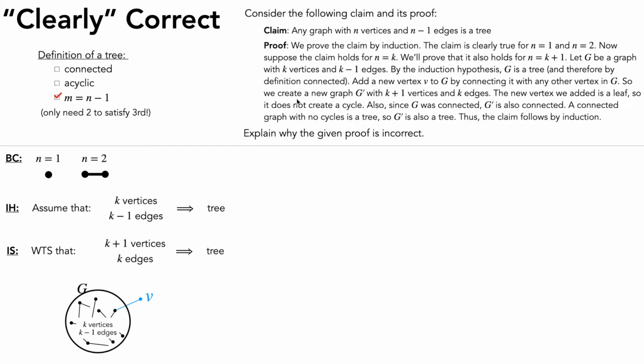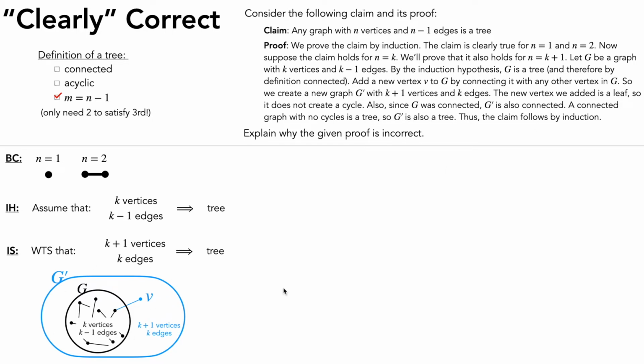So we create a new graph G', this whole thing with the extra added vertex v and the extra edge, let's call that G', with k plus 1 vertices and k edges. And this works because we added 1 vertex and 1 edge, so we've got k plus 1 vertices and k edges. The new vertex we added is a leaf, so it does not create a cycle. That checks out. Also, since G was connected, G' is also connected.